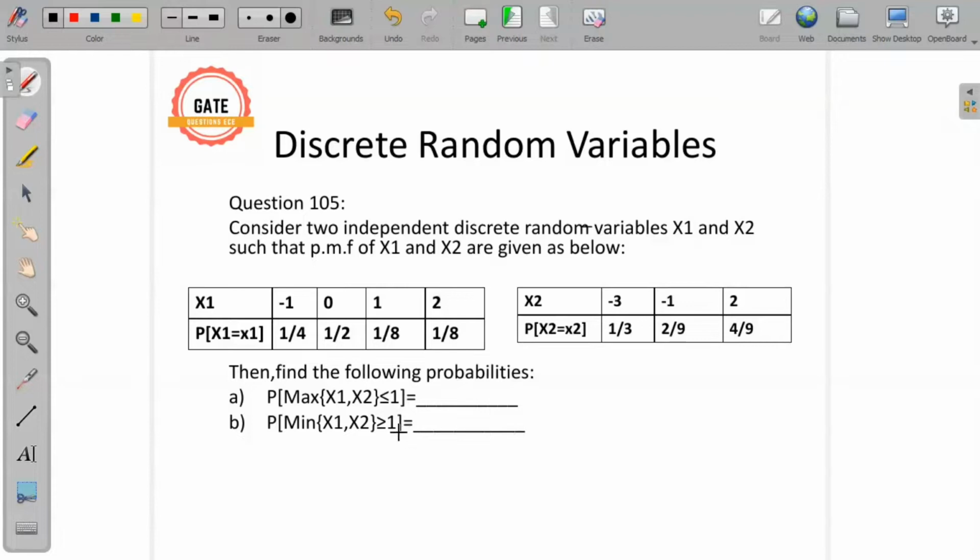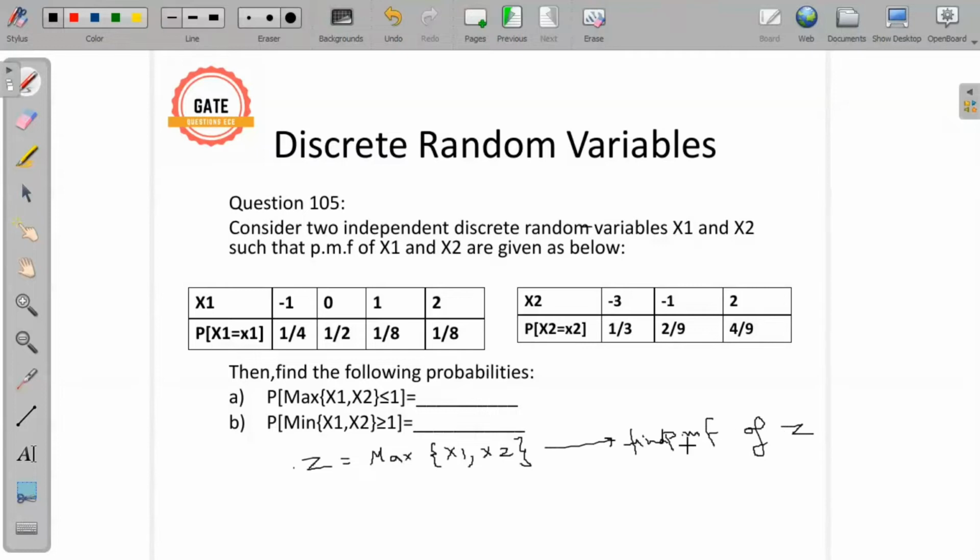So I request all the students to pause this video here for 2 minutes and try to solve this question on their own. I hope students have tried the question on their own, and now I give you the solution. One possible way to solve these kinds of problems is to consider a new variable Z, which for problem A is equal to the maximum of X1 and X2, and then find the PMF of Z.